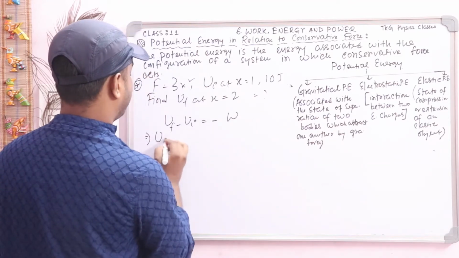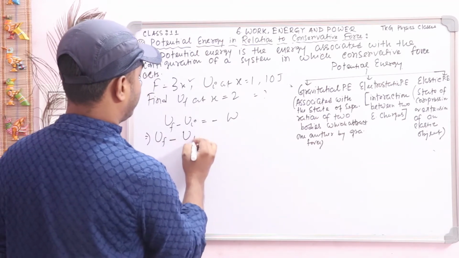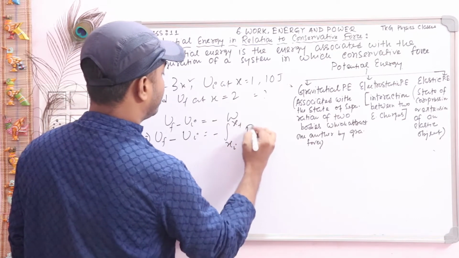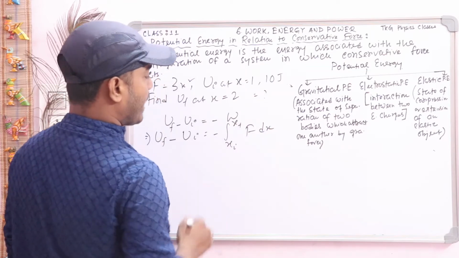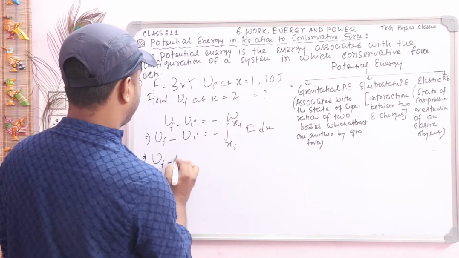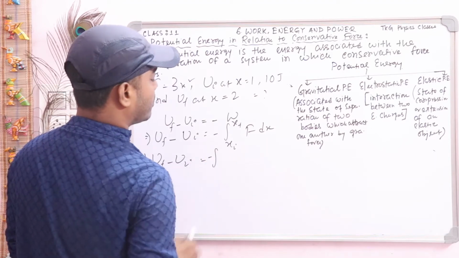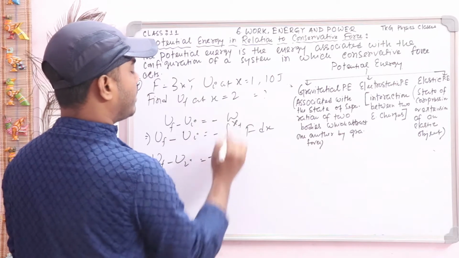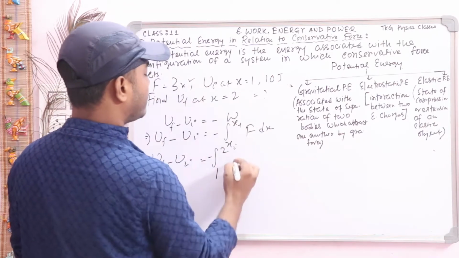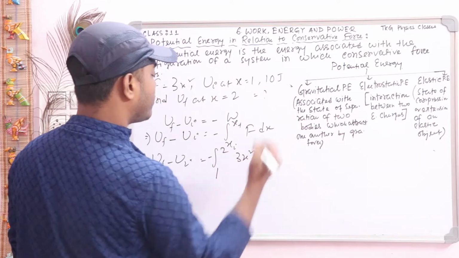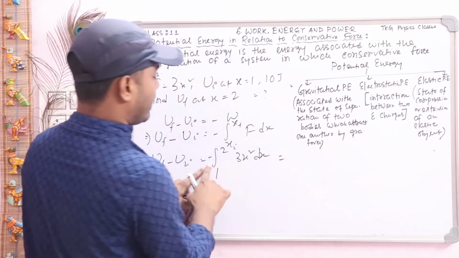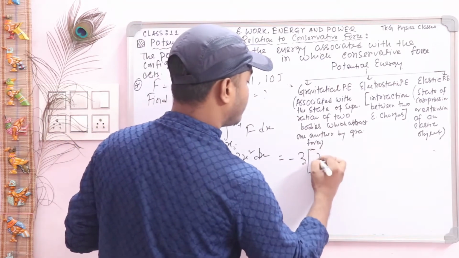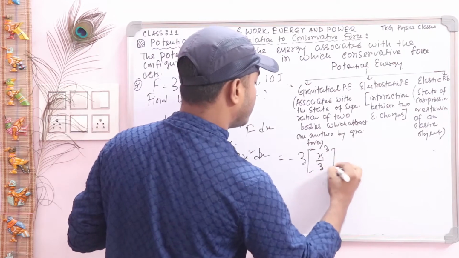So from here you write Uf minus Ui is equal to minus integration from xi to xf of F dx. Now Uf minus Ui is equal to minus of, here xi, the lower limit, is 1, and xf, the upper limit, is 2, and F is 3x square dx. Now you just simplify this one. So this one is minus 3 outside common, minus 3 times x square dx, and I think all of you know this part, that is x cube divided by 3, from 1 to 2.